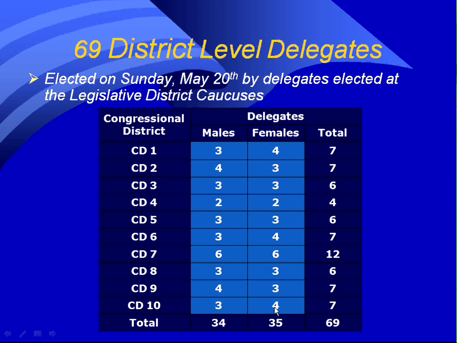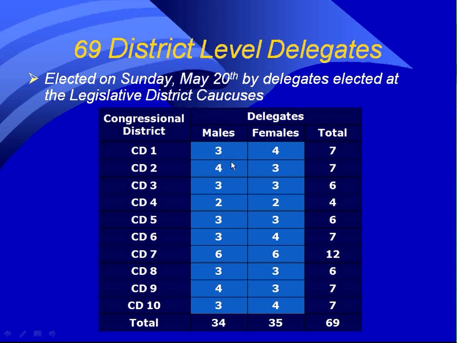Now, you've probably got a couple questions looking at this slide if you haven't seen this table before. One, and I'll start on the right, is how come some congressional districts have fewer delegates and some have a greater number of delegates, like the 7th? That is because the number of delegates is based on Democratic performance in 2008. So the 7th Congressional District had a real strong turnout for Democrats in 2008, and so they get more delegates.